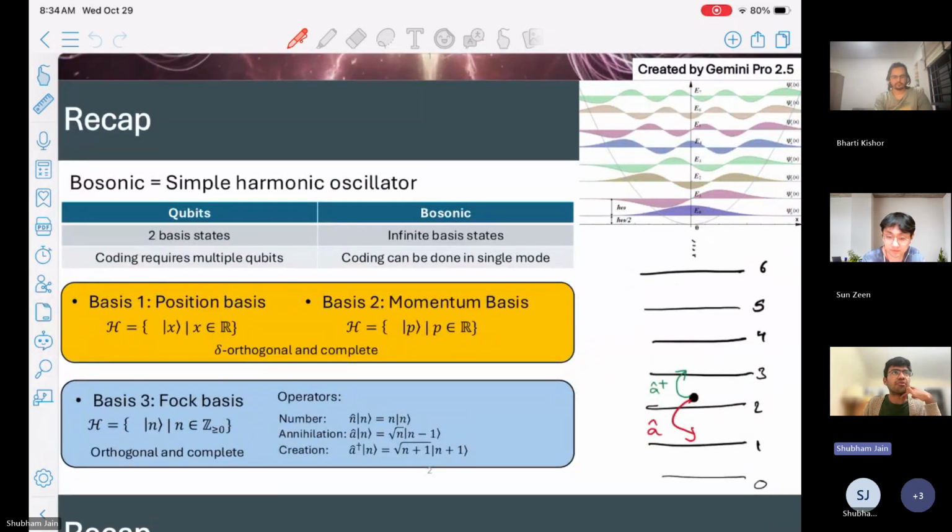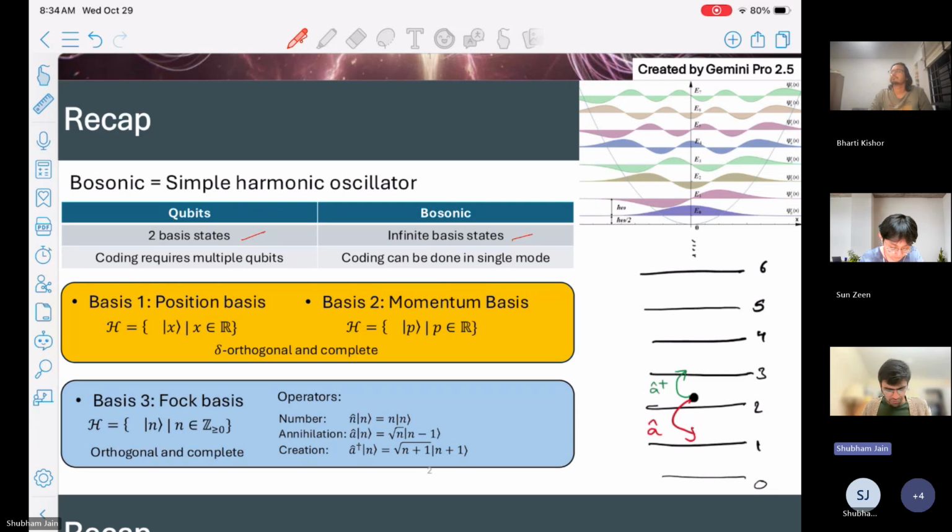We saw that a bosonic system simply means that you have a simple harmonic oscillator, and we work with the Hilbert space of such a system and try to encode quantum information in that. There are some differences between normal qubit encodings and bosonic encodings. For example, in a qubit you just have two basis states, but for a bosonic system, you have an infinite number of basis states. So there's more freedom to encode information.